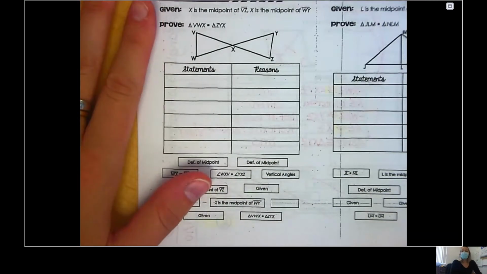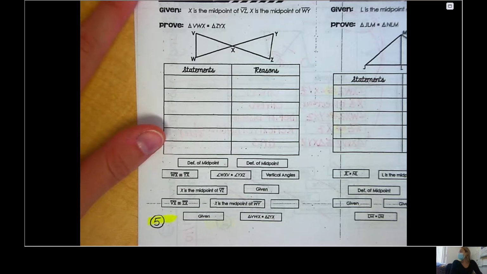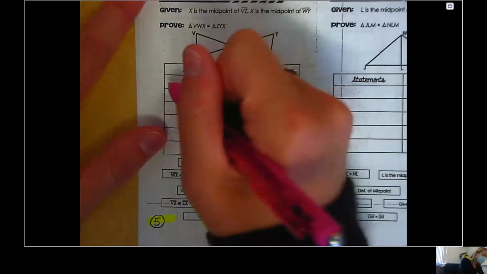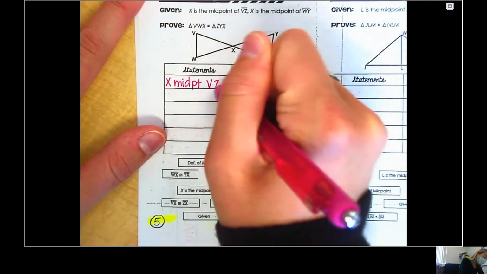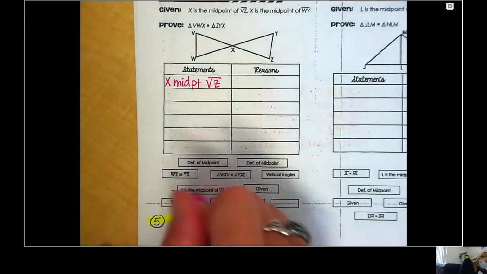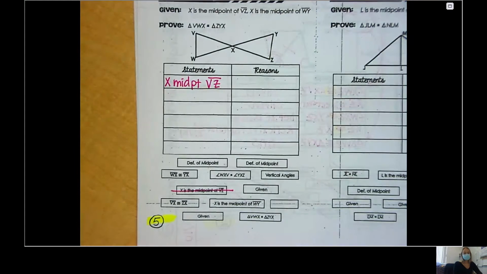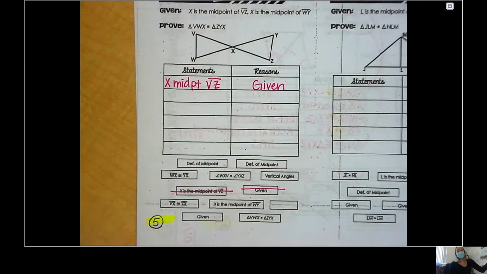Okay. First statement. What's going to be the first thing that I write? The given. And I'm going to write the first piece of given information. X is the midpoint of VZ. I'm going to kind of shorten it a little bit. And then I'm going to cross it off. And what's my first reason? Given. Okay, there's my first piece of given information.